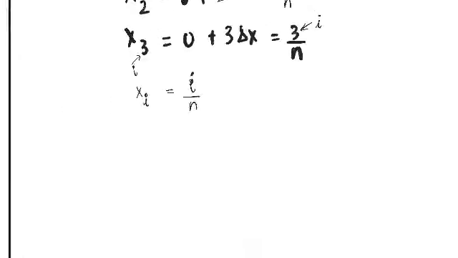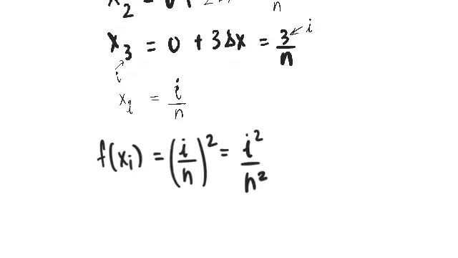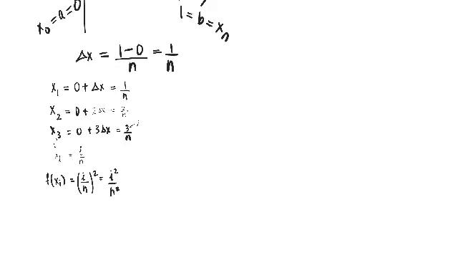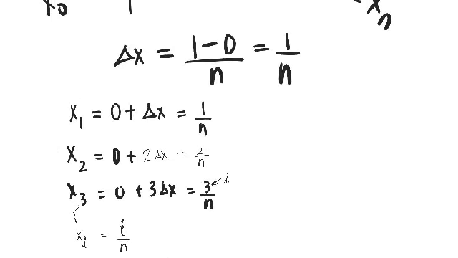Okay, now let's think about f of x sub i. Well, we know that f of x, the rule for this graph, is squaring. So f of x sub i is i over n, the quantity squared, or i squared over n squared. So we have everything we need, right? We have delta x, which is 1 over n, and I can say delta x sub i is 1 over n because any of the rectangles has that same width in this case, right?